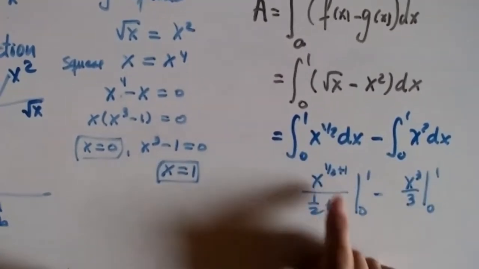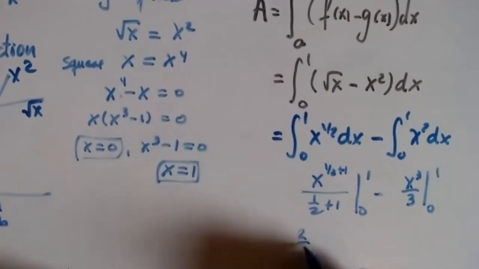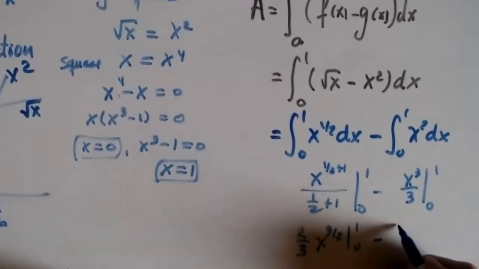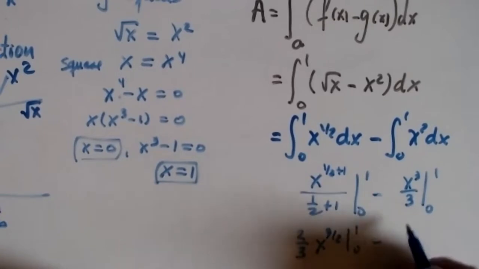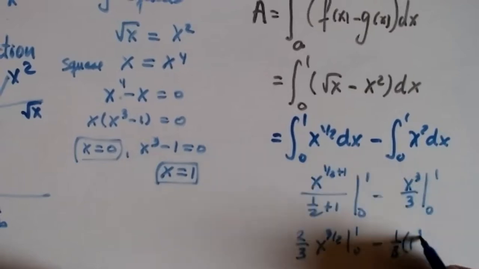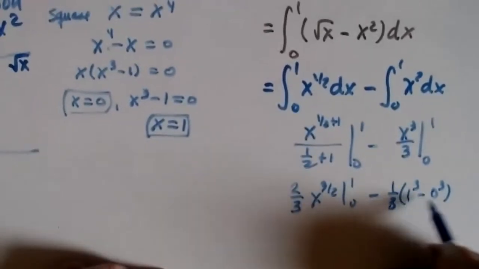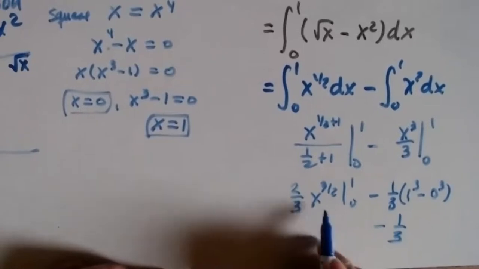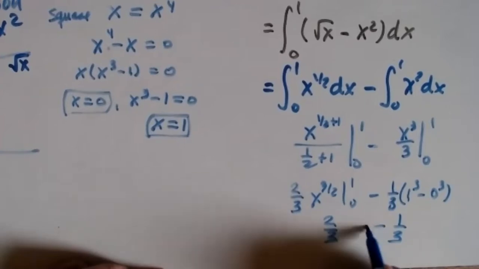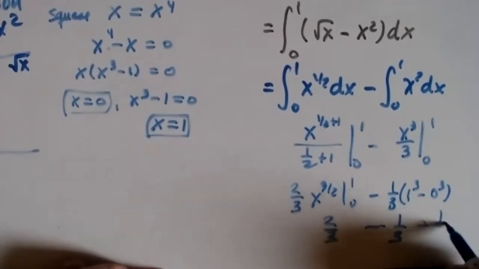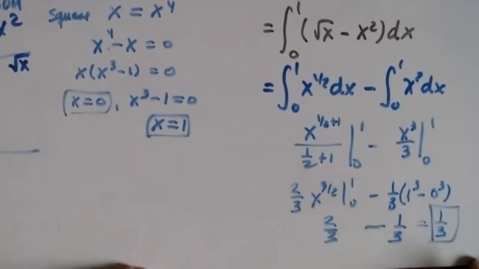Then this is 3/2, this is 3/2. So you have here 2/3 x to the 3/2 from 0 to 1 minus 1/3 x cubed evaluated in 1 minus x cubed evaluated in 0. Yeah, and then you only have to get 1/3 here minus 1/3. Here is 2/3 times 1, 2/3 times 0, so 2/3. And then you know that 2/3 minus 1/3 is 1/3. So this is the area between these two curves.